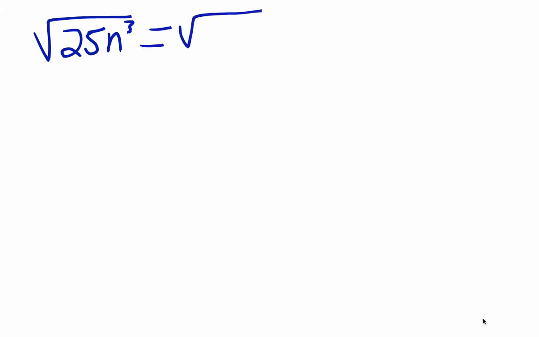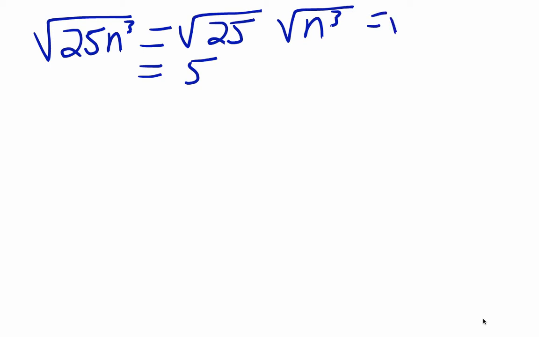Alright, our first problem will be square root of 25 n to the third. So we're taking the square root of that, and once again we can separate each one of them. But you can see that with n to the third, we can't divide that evenly by 2, because it won't come out even, like it did on the previous page. The square root of 25 is 5. And here, the square root of n to the third can be broken up into square root of n squared and square root of n.